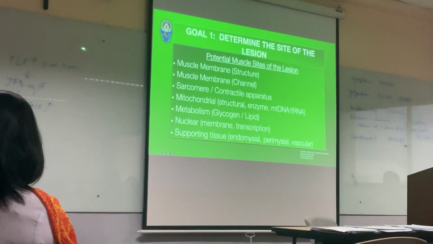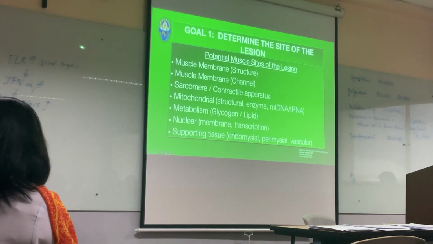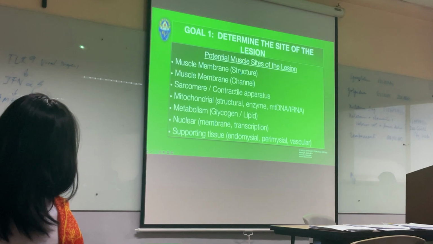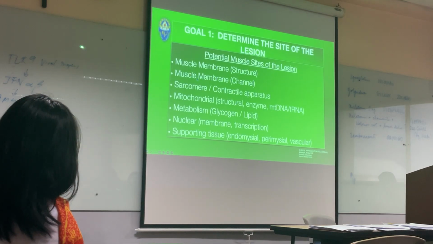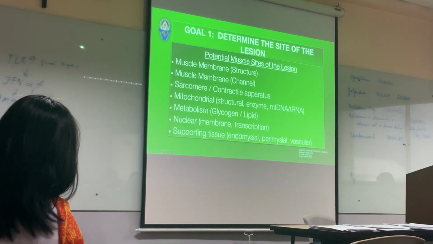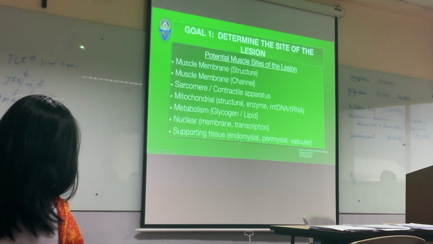So, where is the lesion? Then you go further. It's already in the muscle. Is it in the muscle membrane? Is it the structure of the muscle membrane? Is it the channel? Is it the sarcomere? Is it the mitochondria? Is it an inherited metabolic disease? Is it a problem of the nucleus or of the supporting tissue?